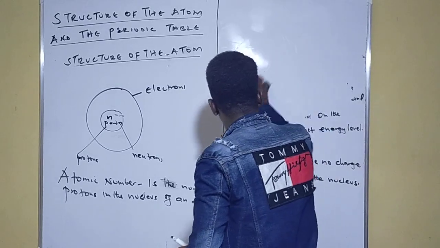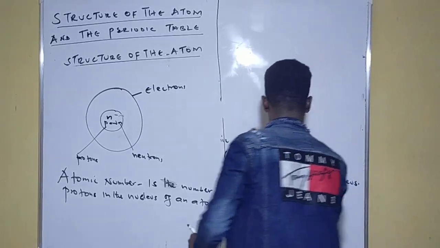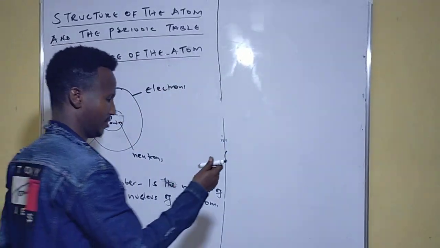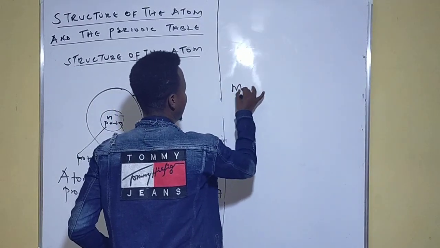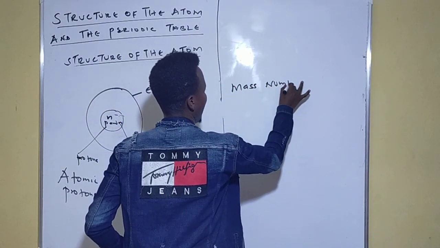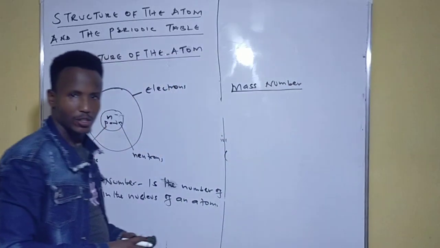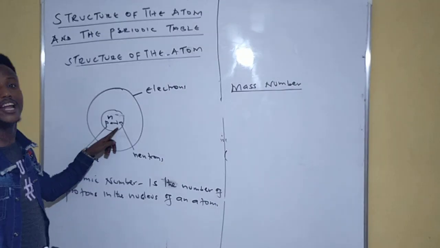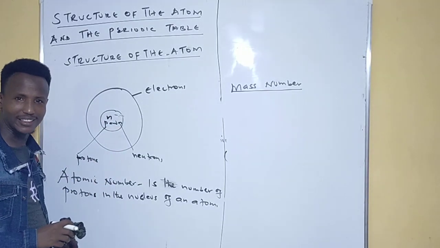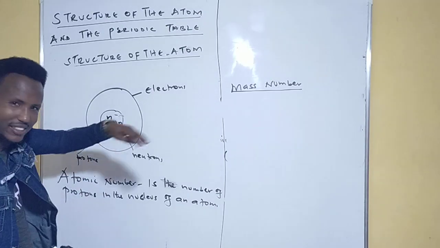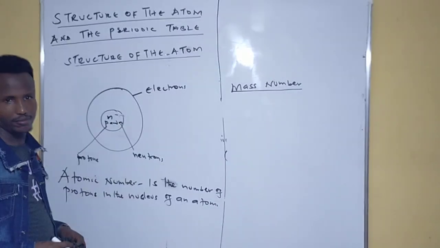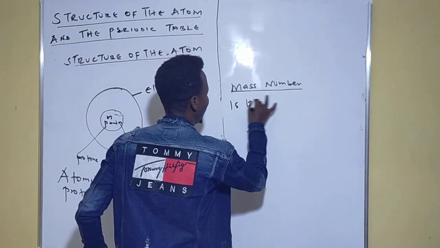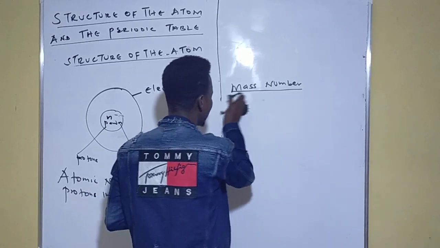Then another possible question is, you can be told in the examination to define what mass number is. From the structure, mass number is the sum of the number of protons and neutrons in the nucleus of the atom. Draw this in the examination and sketch it somewhere. It is the sum, because both of them are found in the nucleus.